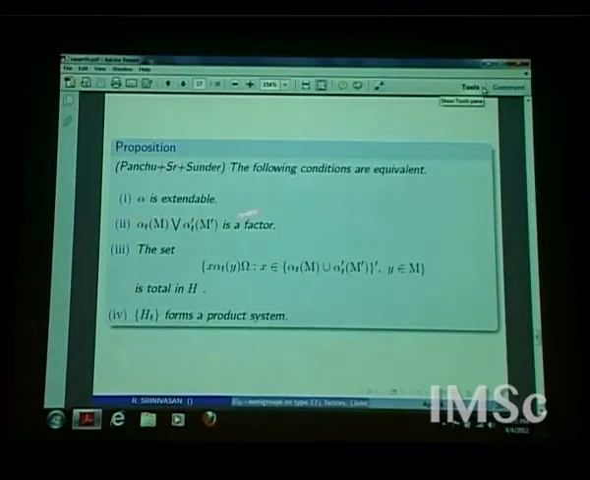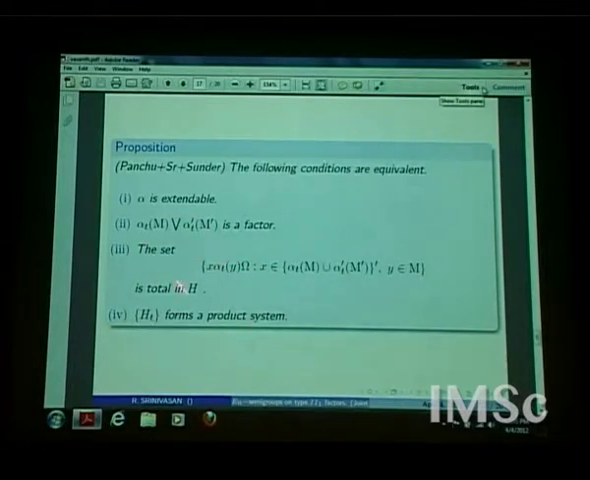This is the equivalent condition for that extendability. Alpha is extendable if and only if alpha_T(M) and alpha_T prime(M prime) generate a factor. This is the range of alpha_T, and this is the range of alpha_T prime. Together they should generate a factor. This is an easier condition. It is difficult to check whether something is a factor, but this is also not so easy anyway. So to prove something, I use this condition.